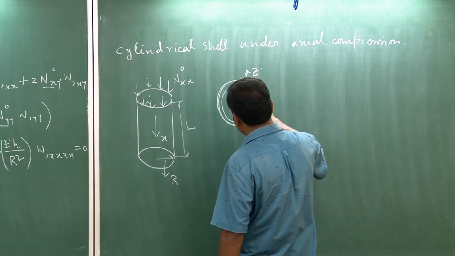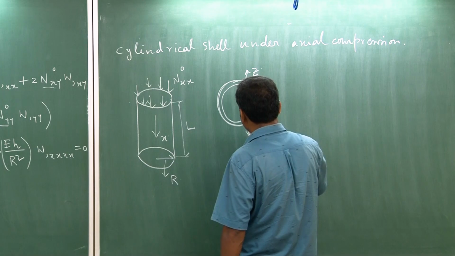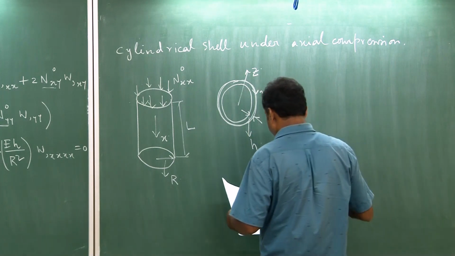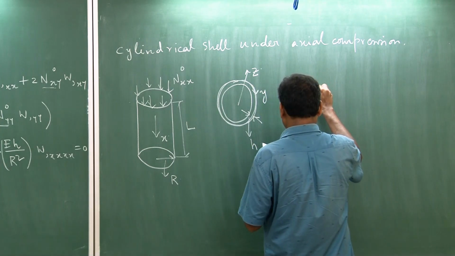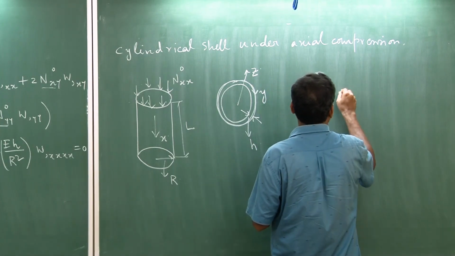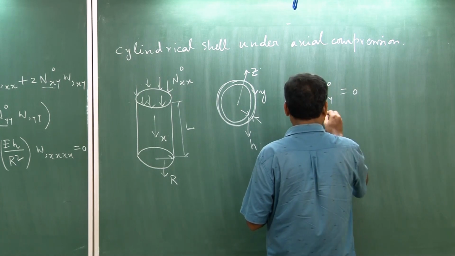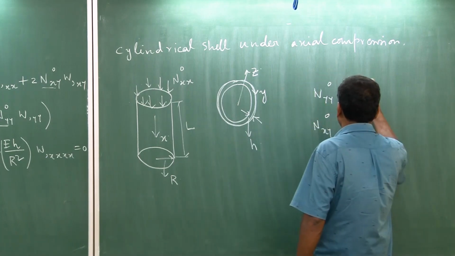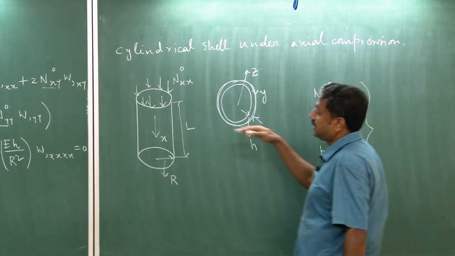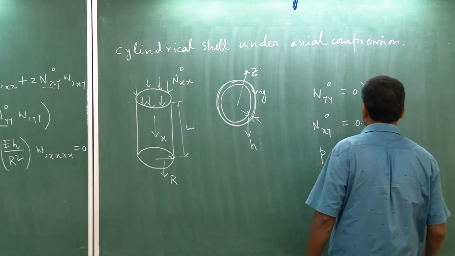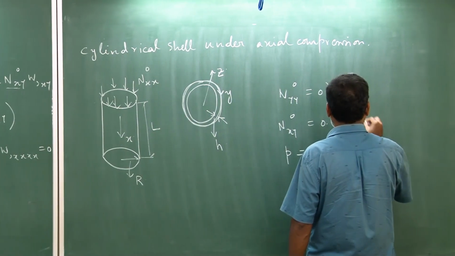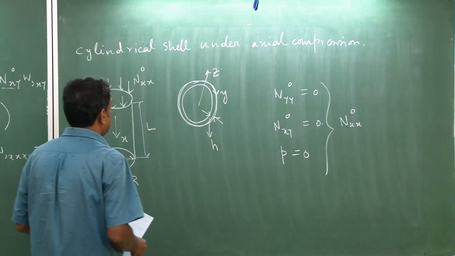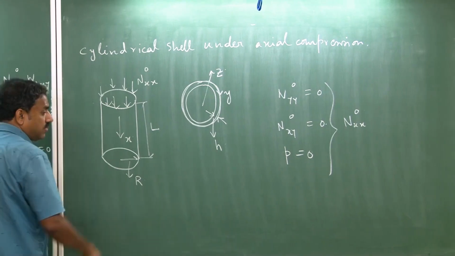And this is of thickness h. So that is the choice of coordinate system. Of course, from here the initial stresses: nyy0 is 0, nxy0 is 0, and there is no external load, P is equal to 0, no lateral pressure. So the only thing that is remaining is nxx0. With this, it is now going to buckle.